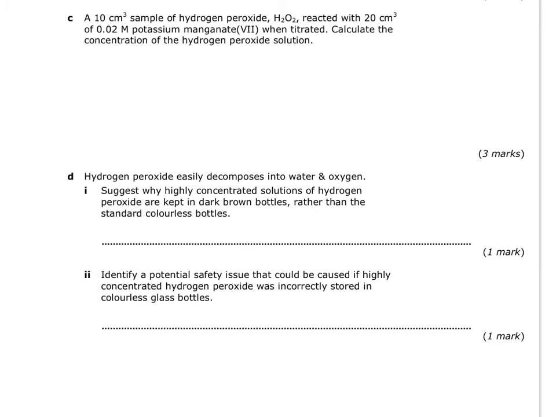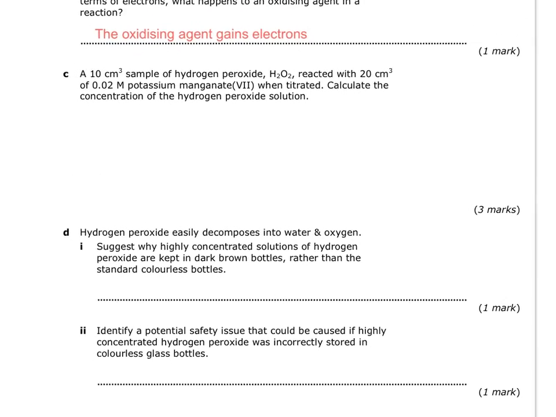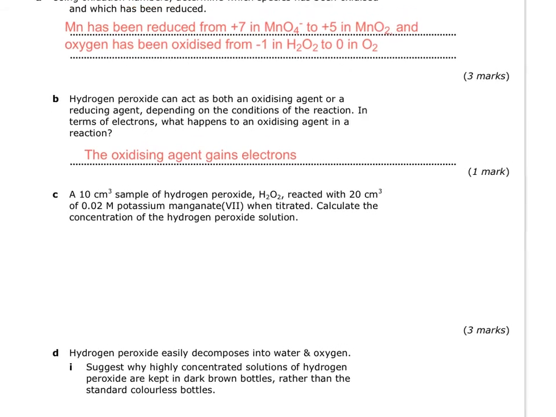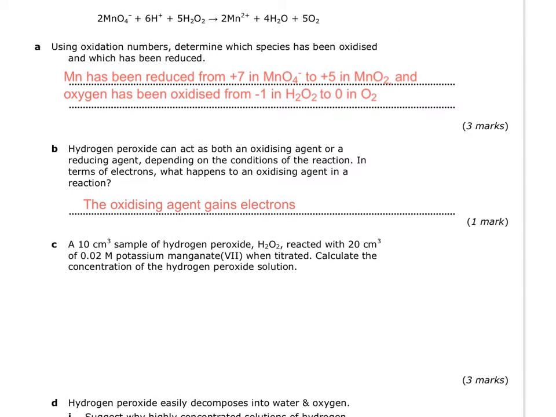So then it says a 10 centimetre cubed sample of hydrogen peroxide reacts with 20 centimetres cubed of 0.02 potassium manganate(VII) when titrated. To do this, we've got to bring the equation down a bit again. So a 10 centimetre cubed sample of hydrogen peroxide. I'm going back to my equation because I want to know the mole ratio. So 5 moles of H2O2 react with 2 moles of MnO4-.